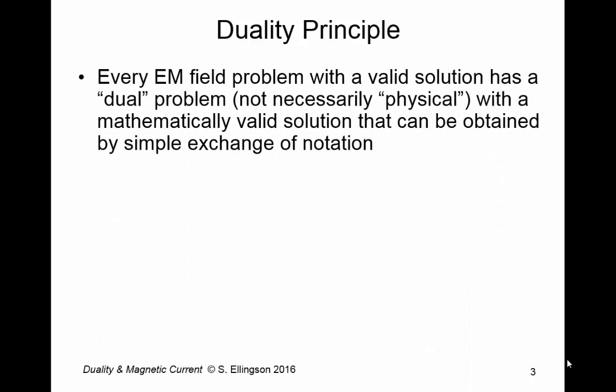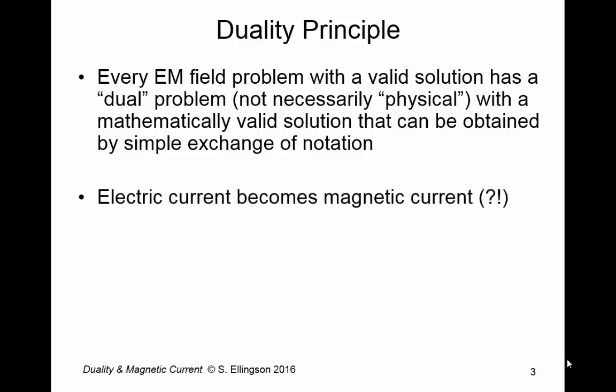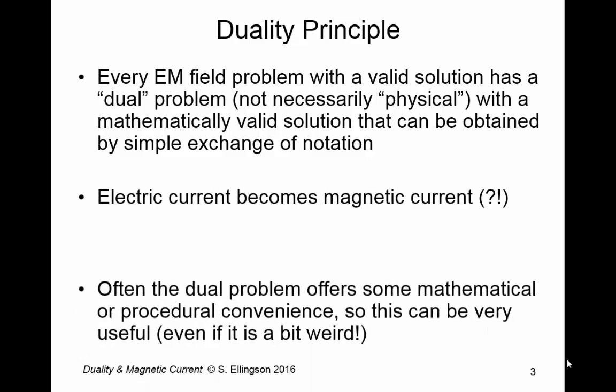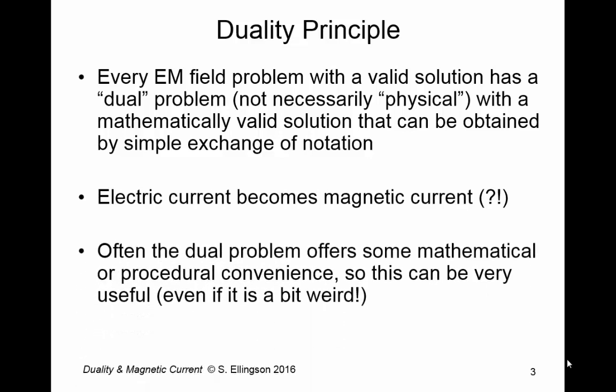Every electromagnetic field problem with a valid solution has a dual problem. And we don't necessarily mean a physical problem, but a dual problem with a mathematically valid solution that can be obtained by a simple exchange of notation. When duality is applied, electric current becomes magnetic current. Now, magnetic current's not a physical concept, so this raises some questions. Often the dual problem offers some mathematical or procedural convenience, so this can be very useful even if it is a bit weird.